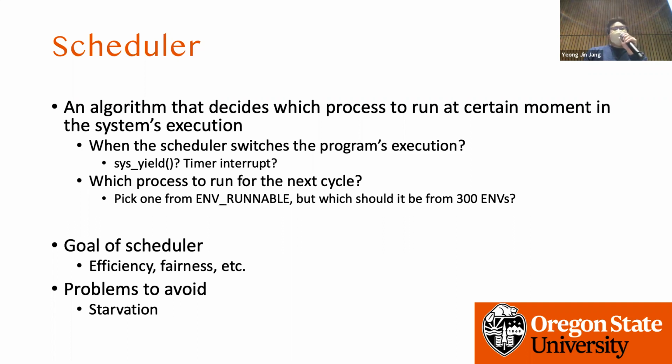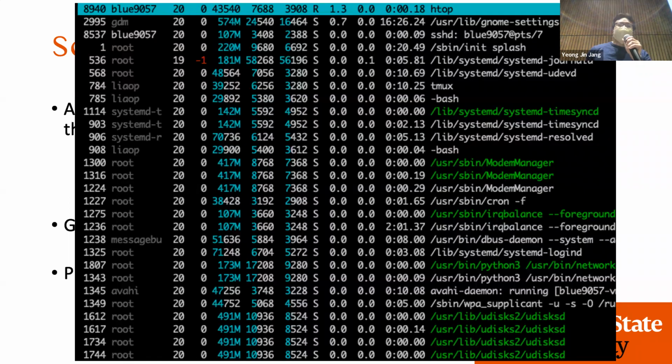To introduce why this is very important, this is a screenshot captured from my laptop. It has lots of processes running. My ID is blue9055, so there are a few processes under my ID, but there are lots of system services running in the background. It actually runs more than 400 processes at a time, even if I haven't opened a web browser or something. So there are many processes, and choosing which to run next is very important for the entire system.